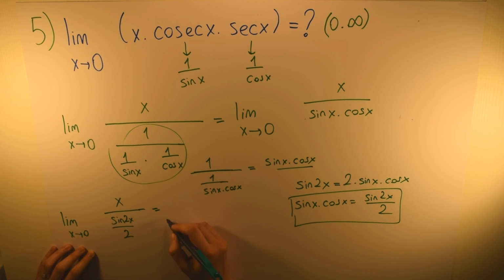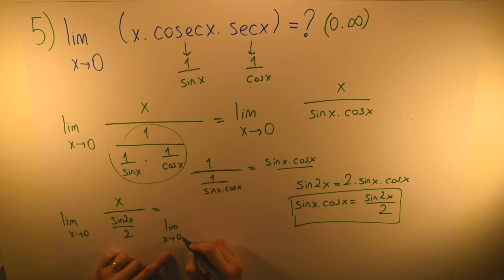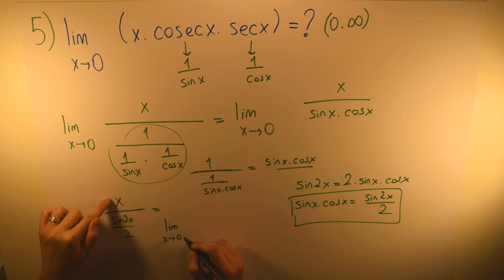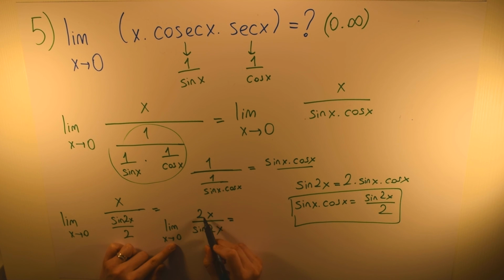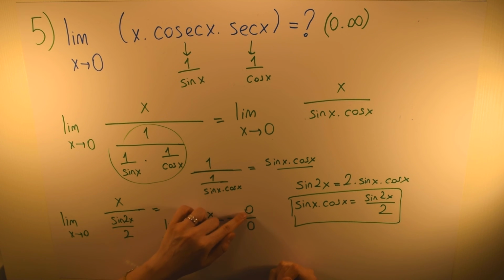So this is equal to the limit as x approaches 0. I put this 2 to the numerator, so it's 2x over sine 2x. Now let's put 0 instead of x. Here we have 2 times 0, which is equal to 0. Sine 2x is sine 0, which is equal to 0. As you can see, now we have 0 over 0 indeterminate form.